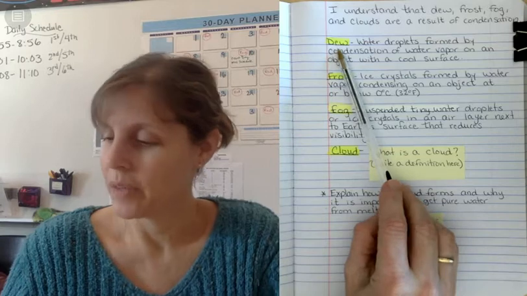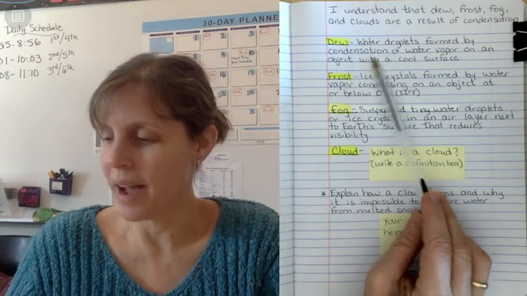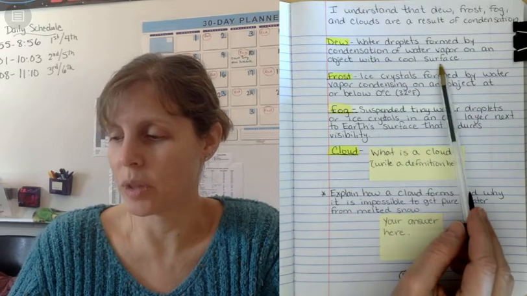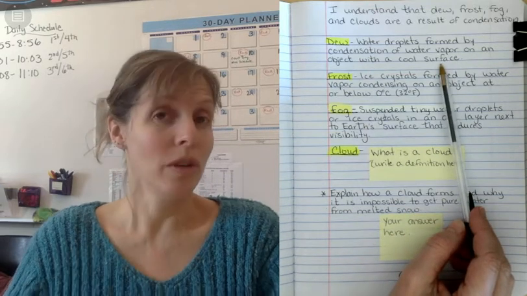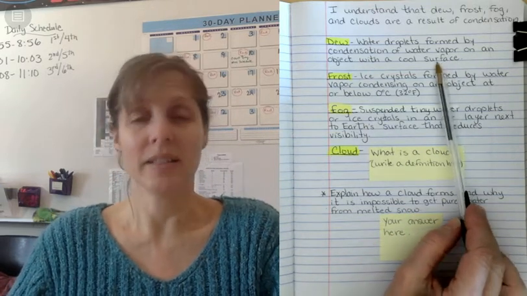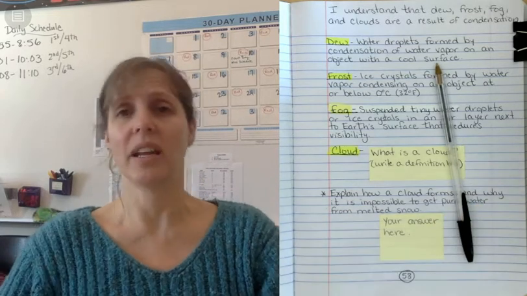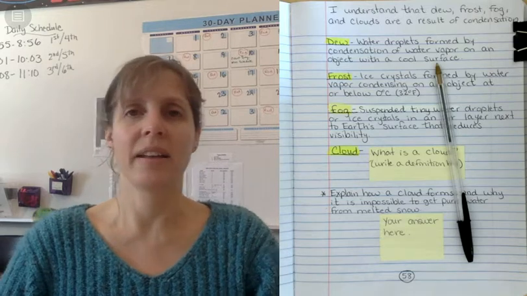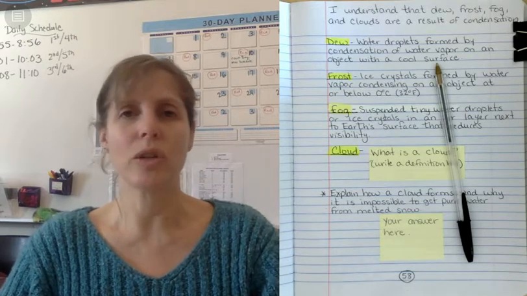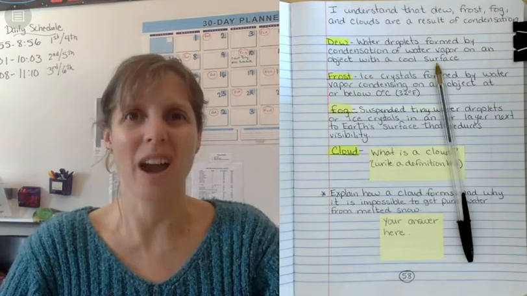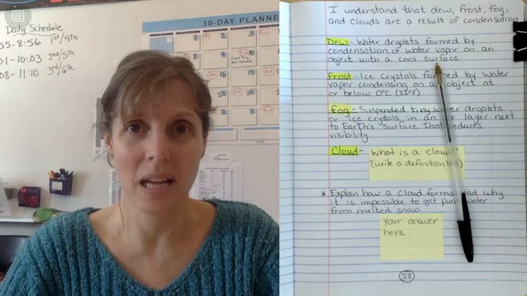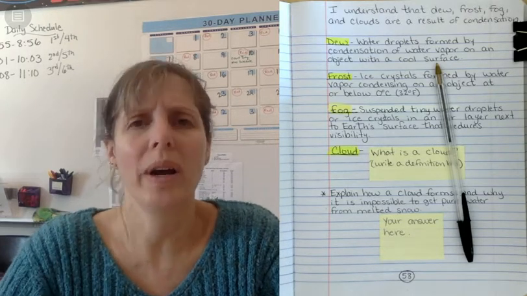So, dew. Say it with me. Dew. Dew is water droplets formed by condensation of water vapor on an object with a cool surface. So, dew is actually pretty interesting. In the summer, usually we notice it. We're out and it's sunny and it's wonderful. And then the sun goes down and the temperature cools down. And then all of a sudden the grass is all wet, right? But it didn't rain. Where did that water come from?